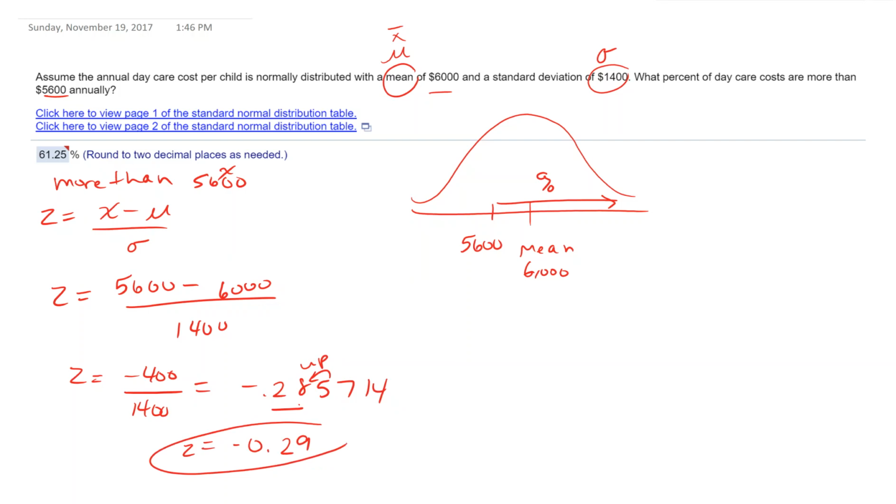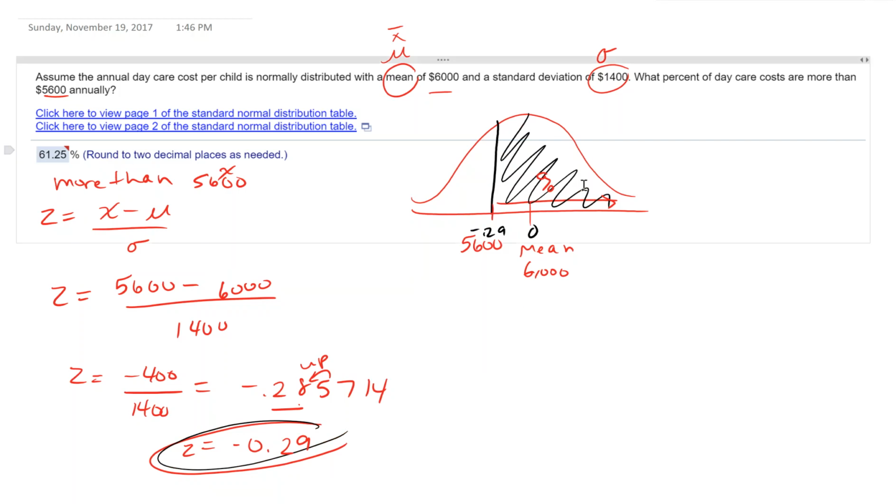So that means that on my normal distribution curve, I've now standardized it so that the mean is 0, and this is just a number line. Negative numbers go to the left of 0, so negative 0.29 is in the same position as the 5,600 was. So I'm going to draw up to my curve, and I'm shading all the way to the right, and now I have a z that I can look up in my table of values that's provided. So I want to look up negative 0.29.